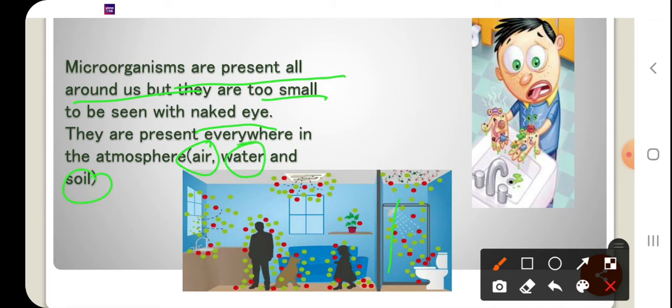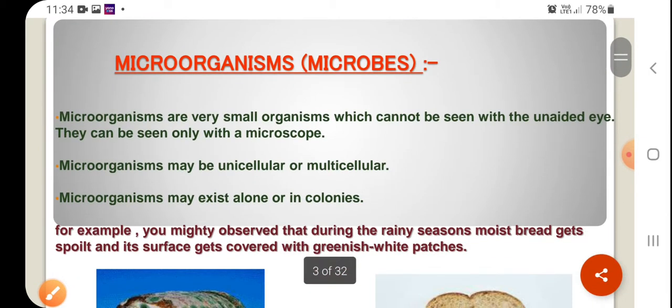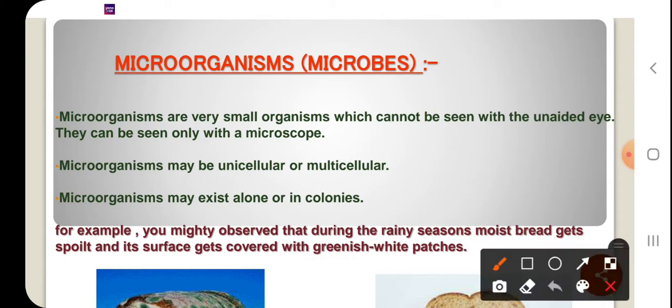Now the next question: are all the microorganisms the same? Are there any differences? Are they made of a single cell? Are they multicellular? These microbes are living forms which live either in a unicellular condition, or they are multicellular in nature.